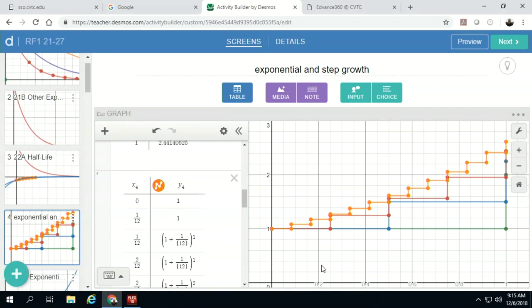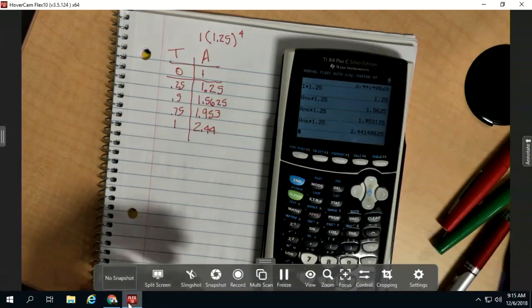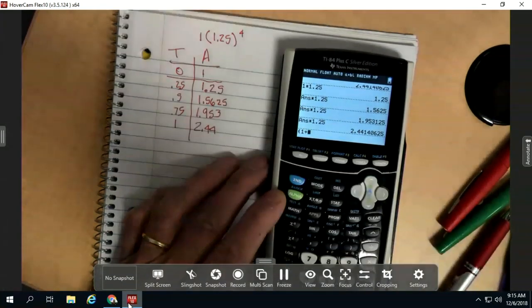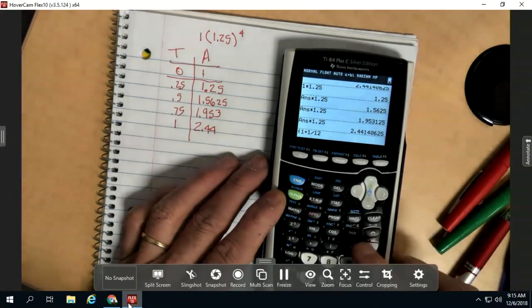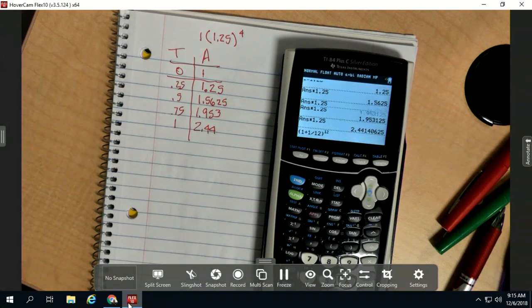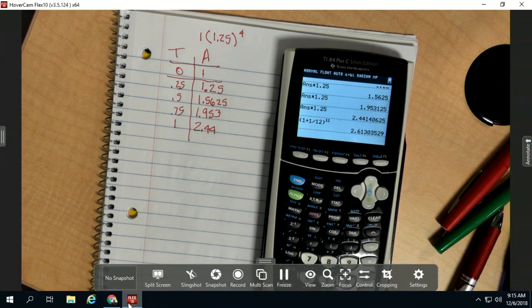Mathematically, here's what we would do. We would take parentheses 1 plus 1/12, close parentheses, to the 12th. Good. And we get 2.613035. Okay? Now, we can do daily, if we doubled it, so that at the end of the year we would have doubled it daily.